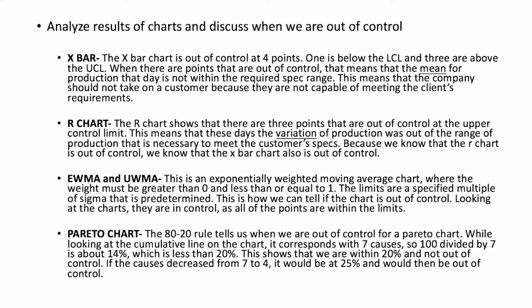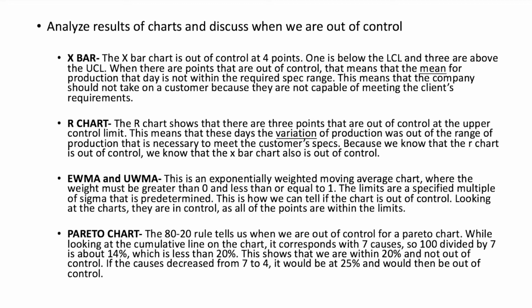We will now analyze the results of the charts and discuss how to determine if you are out of control. For the X-bar chart, it is out of control by 4 points. 1 is below the lower control limit, and there are 3 that are above the upper control limit. The R chart shows that there are 2 points that are below the lower control limit, but they are not out of control. However, there are 2 points well above the upper control limit and 1 point that is very close to the limit. For this, we would say that they are out of control.